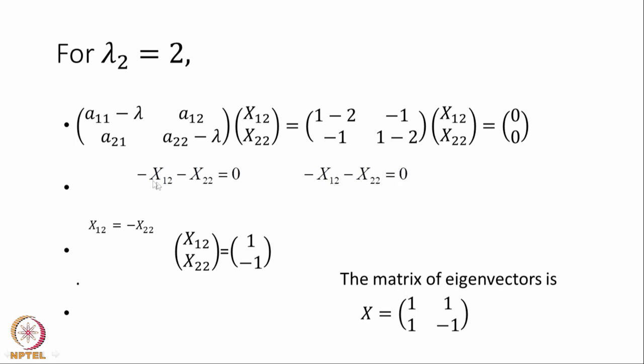So, what is the solution of this equation now? Solution of this equation is x12 is equal to minus x22. Since minus x12 minus x22 equal to 0, one has to be minus of the other, then only the sum will be 0. So, what is my new eigenvector now? My new eigenvector is 1 and minus 1. So, I have two eigenvectors now. The first eigenvector was 1 and 1, the second eigenvector is 1 and minus 1.